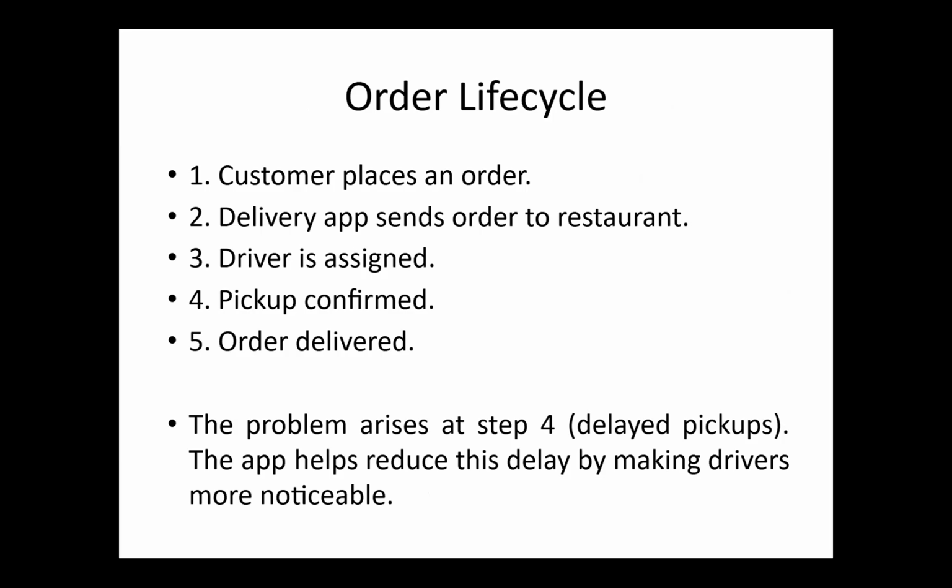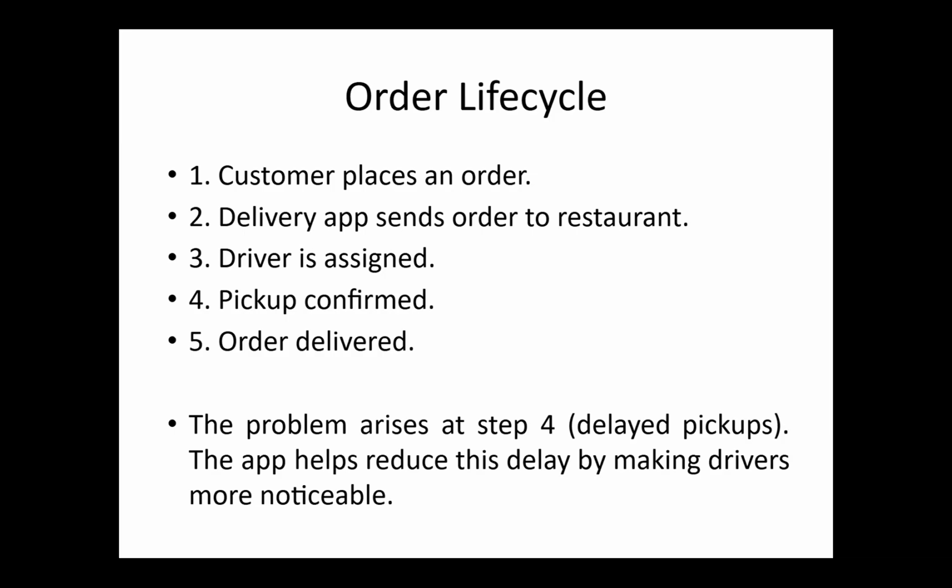The first topic is the order lifetime. This is for customers who want to order something for themselves. A customer places an order and the delivery app sends this order to the restaurant, and then a delivery driver is found by the application, the pickup is confirmed, then the order is delivered. So we have 5 major steps that make food delivery possible. The problem arises at step 4, delayed pickup. This work is focusing on step 4 because the pickup is most of the time late.